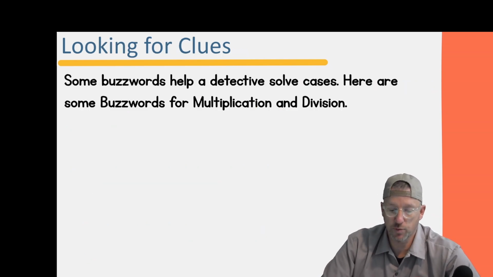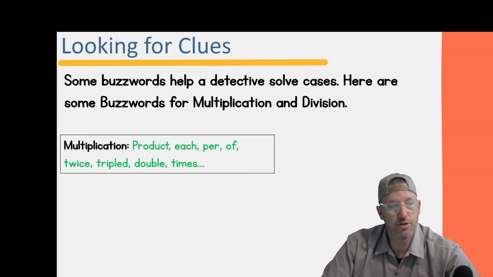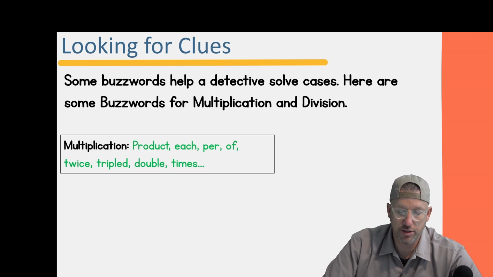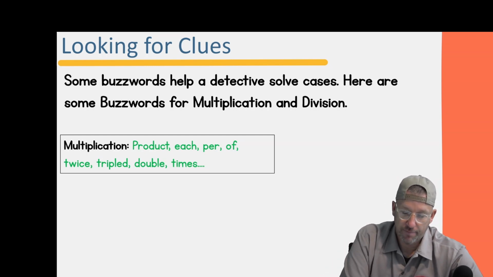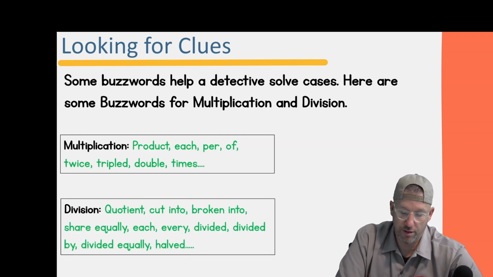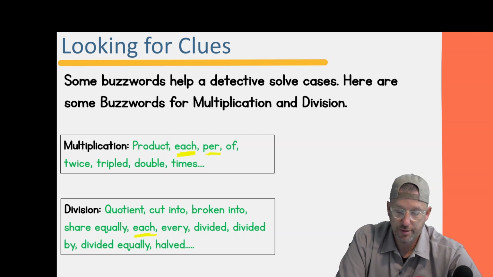When it comes to buzzwords for multiplication and division, because that's what we're working on, for multiplication you could look for words like product, or each. That's also a good buzzword for division, though. So each shows up in both. Per, and of is one of those words that almost always means multiplication, so really pay attention to that guy.